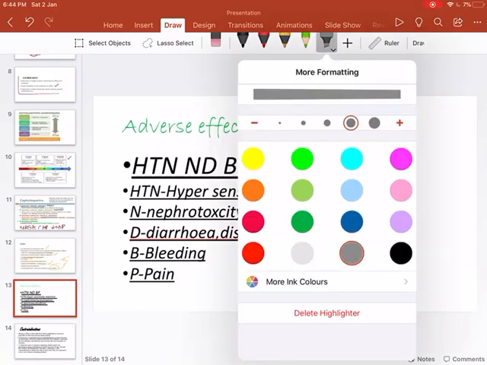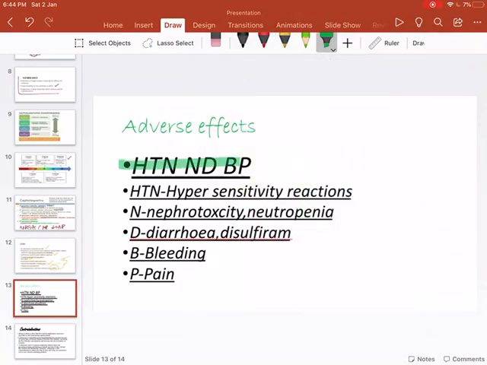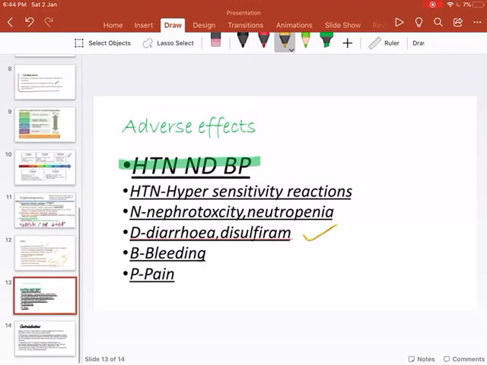Now talking about adverse effects, here also there's one more mnemonic, which is HTN DBP. H is for hypersensitive reaction, N is for nephrotoxicity and neutropenia, D is for diarrhea, disulfiram reaction, B is for bleeding, P is for pain.